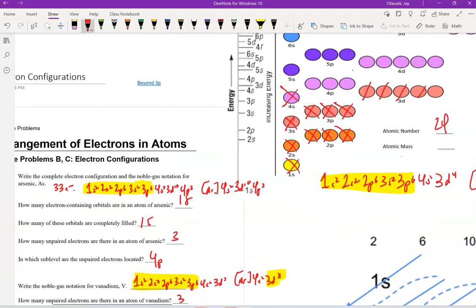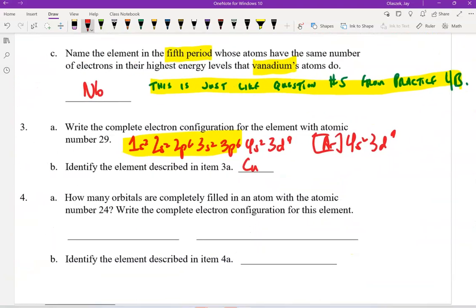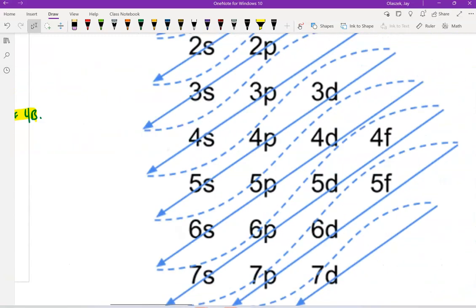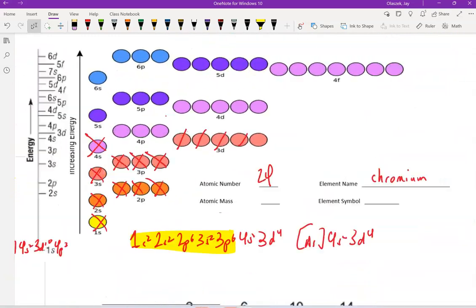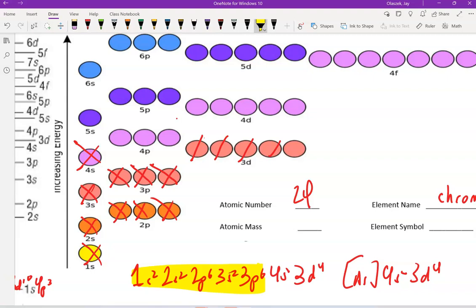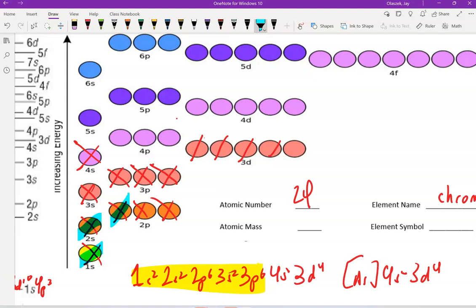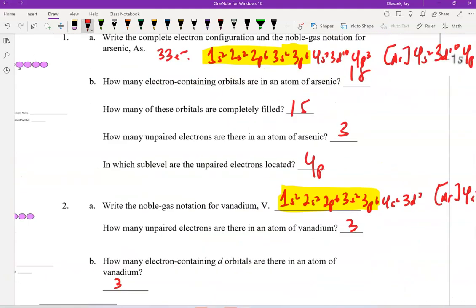Alright, so we got the electron configuration. What are they asking? How many orbitals are completely filled in an atom with the atomic number 24? Okay, well, here they are. Let's count them. How many are completely filled? We have 1, 2, 3, 4, 5, 6, 7, 8, 9, 10 orbitals that are filled. These are what we call unpaired electrons, and they are not completely filled. So, what do we say? 1, 2, 3, 4, 5, 6, 7, 8, 9, 10 orbitals that are filled in an atom of chromium.